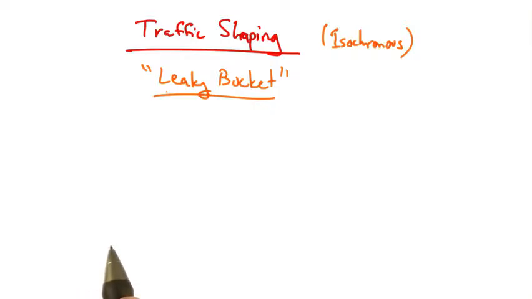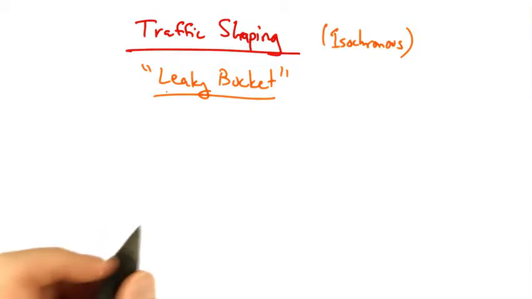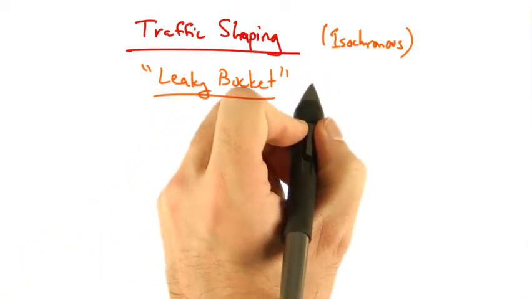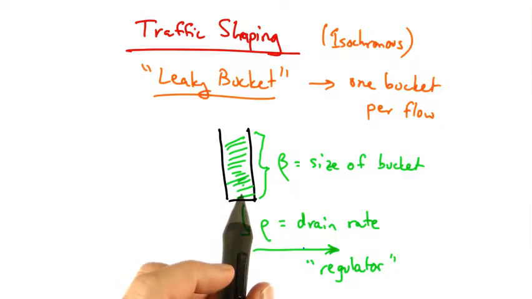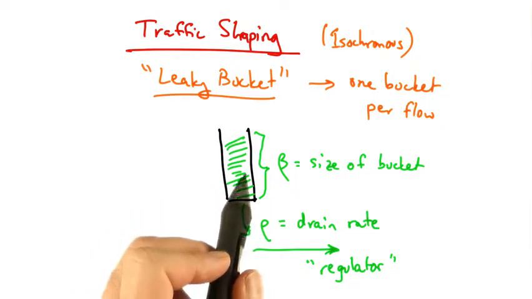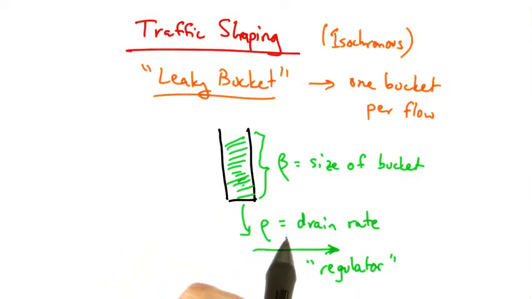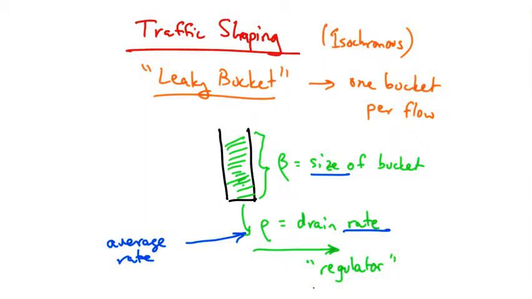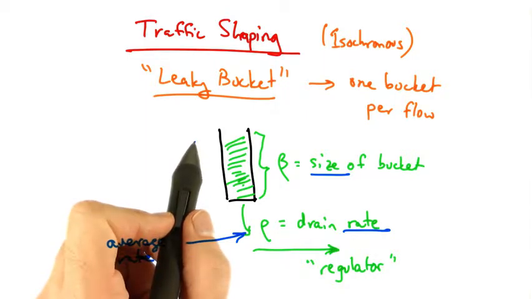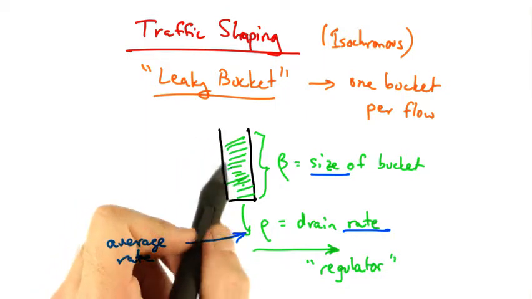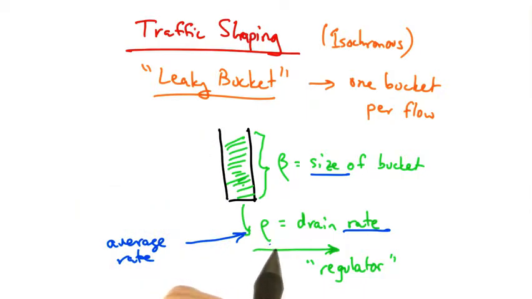One way of shaping traffic is with what's called a leaky bucket traffic shaper, where each flow has its own bucket. In a leaky bucket traffic shaper, data arrives in a bucket of size beta and drains from the bucket at rate rho. The parameter rho controls the average rate. Data can arrive faster or slower into the bucket, but it cannot drain at a rate faster than rho. Therefore, the maximum average rate that traffic can be sent is this smooth rate rho.